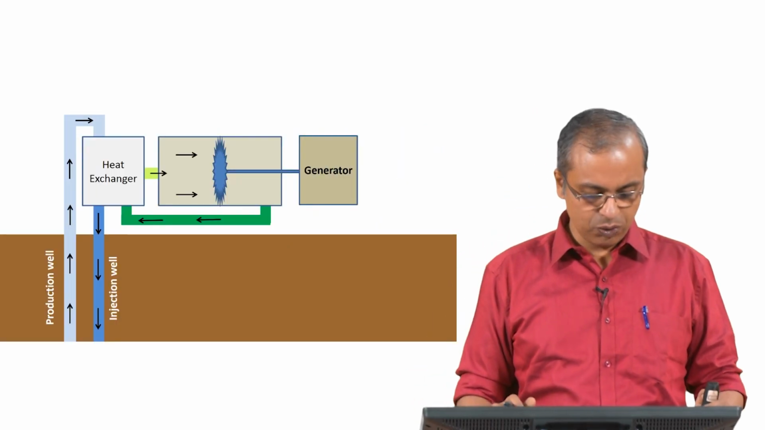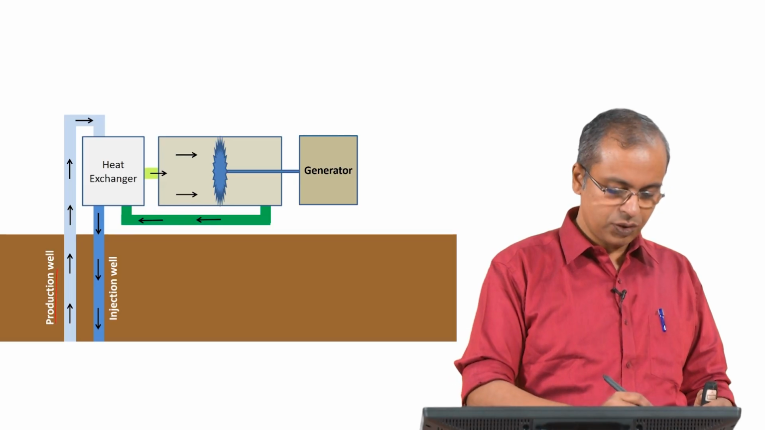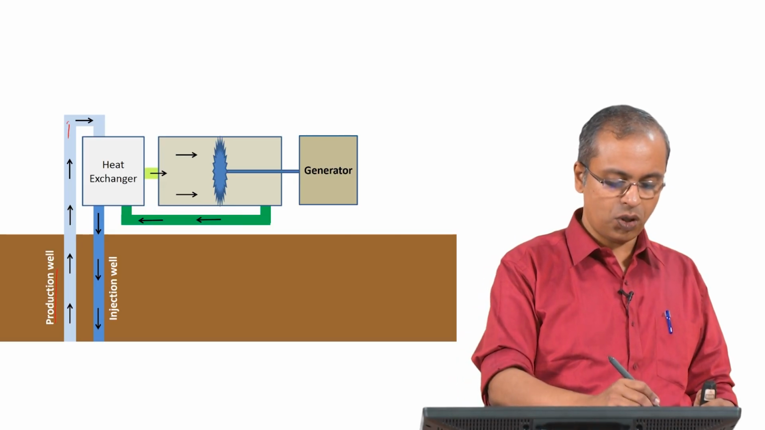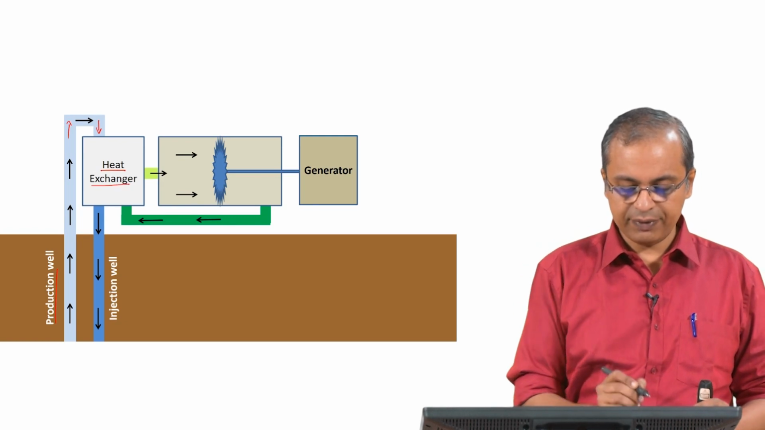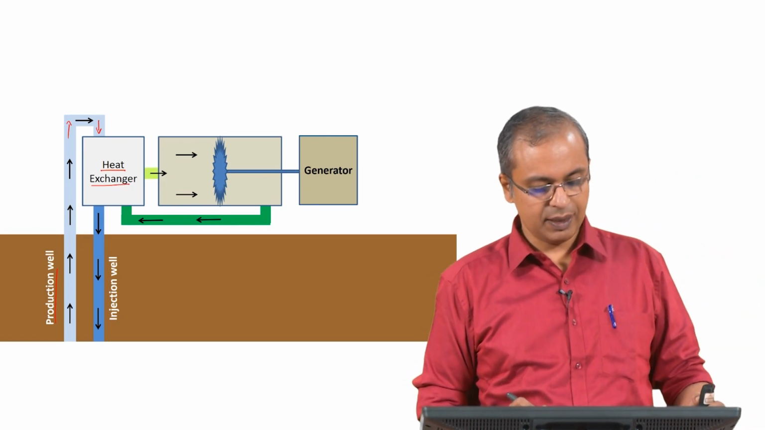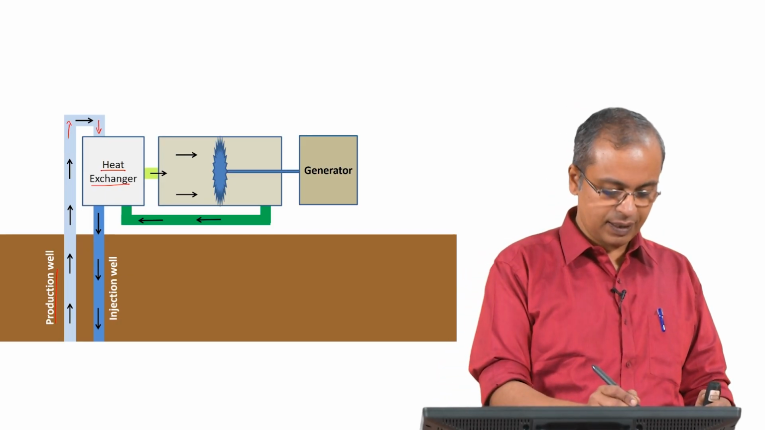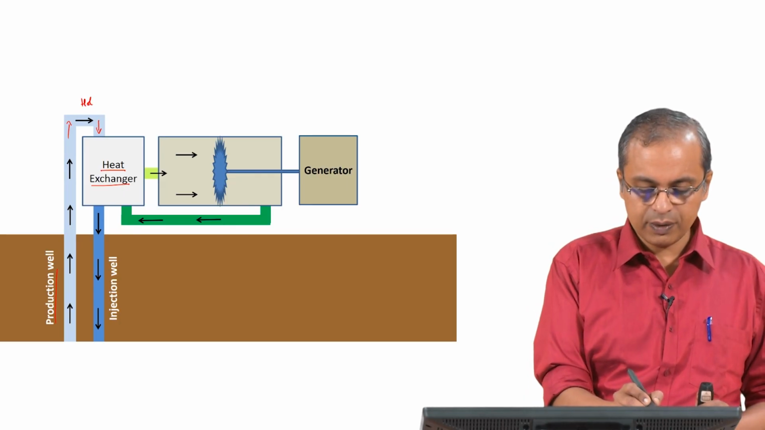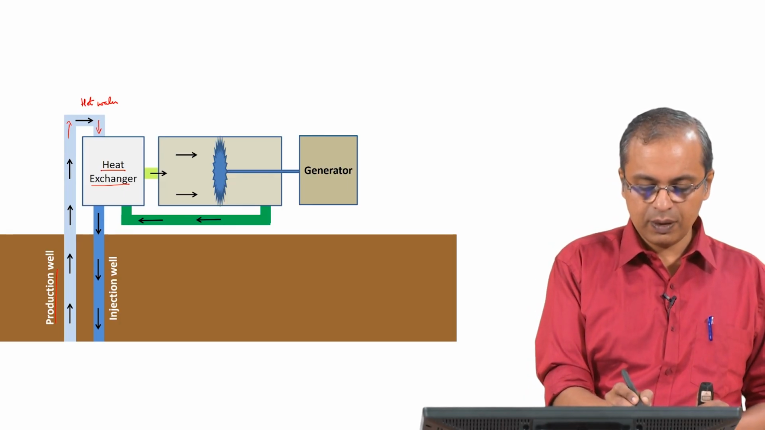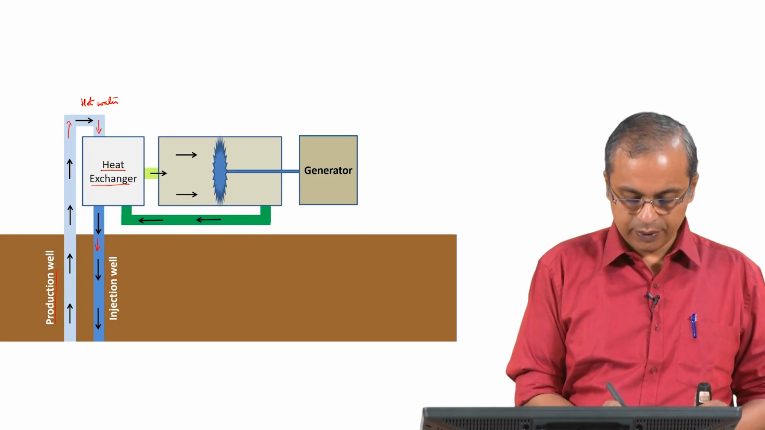So, for example, it would look something like this. Again you would have a production well. From this you pick up the hot water and it goes into a heat exchanger. So, this is very important. We have a heat exchanger out here. In this heat exchanger this water enters hot. So, you come here with hot water and what is coming out here is cold water.